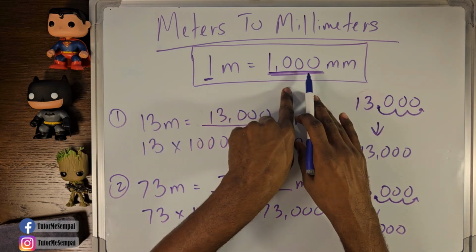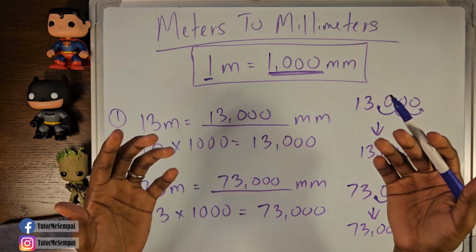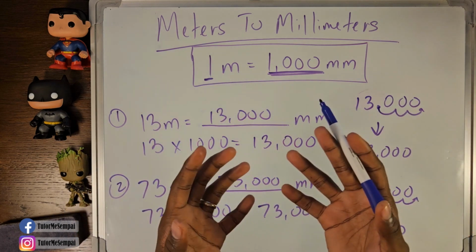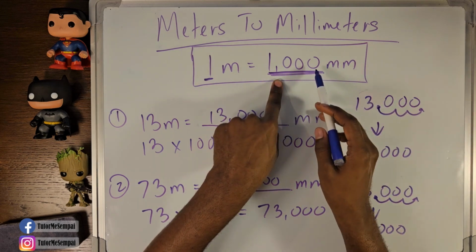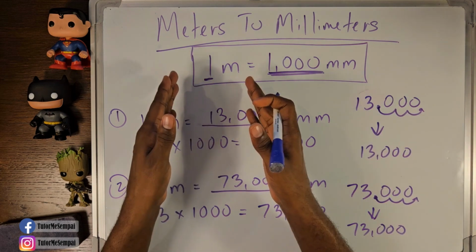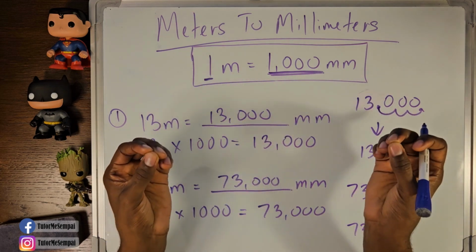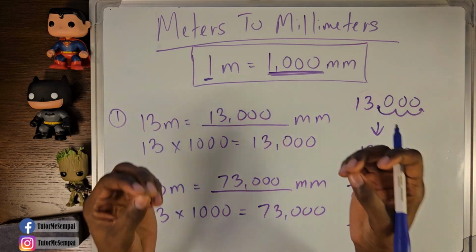If you're going from millimeters to meters, notice you're going to a smaller number. I don't think multiplication when I think getting smaller. I think division. So when I'm going from millimeters to meters, I want to divide. Meters to millimeters, you're going to want to multiply. Millimeters to meters, you're going to want to divide.